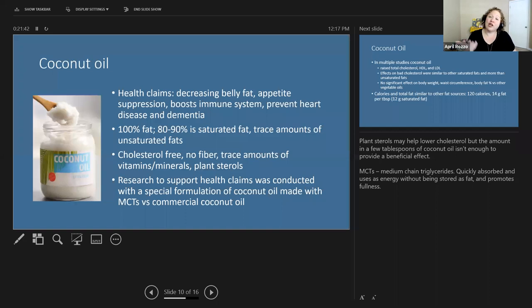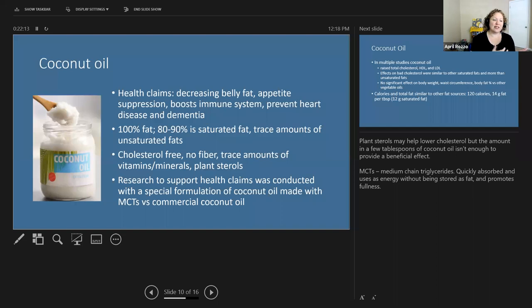And of note, the research that supports all those health claims that coconut oil is good for us in some way, most of those studies were conducted with a special formulation of coconut oil that is made with medium chain triglycerides. Commercial coconut oil that you buy in the store is not made with medium chain triglycerides. They're made with the regular longer chain triglycerides.